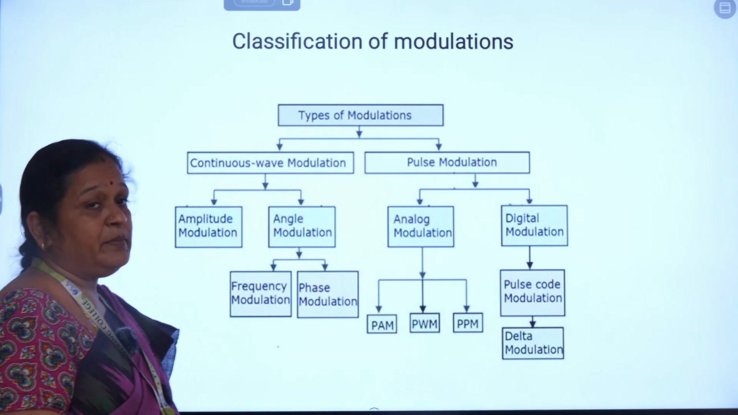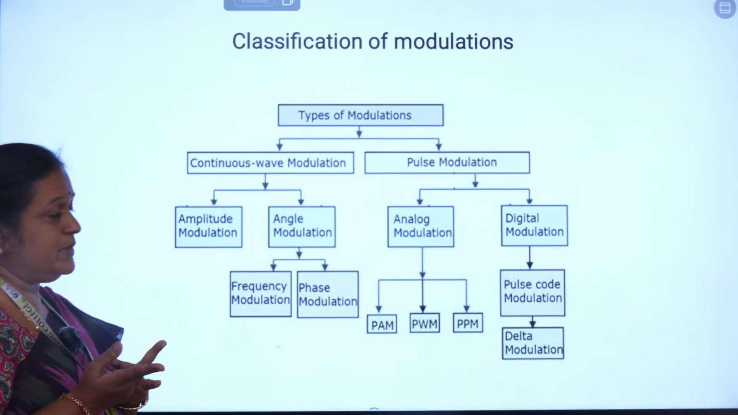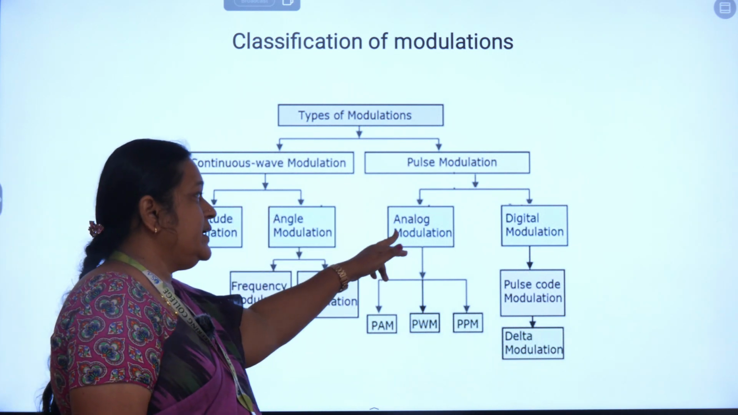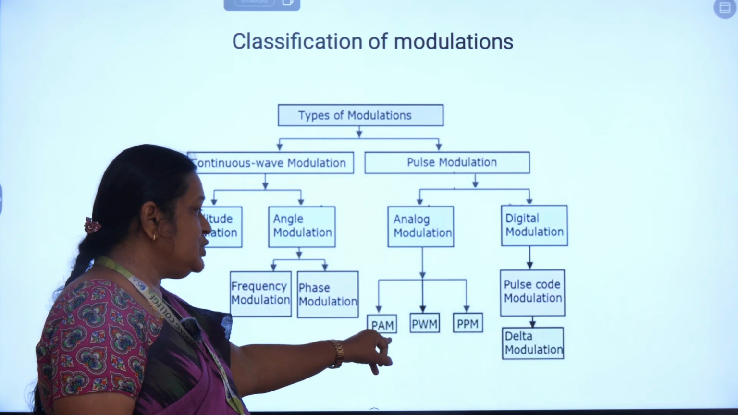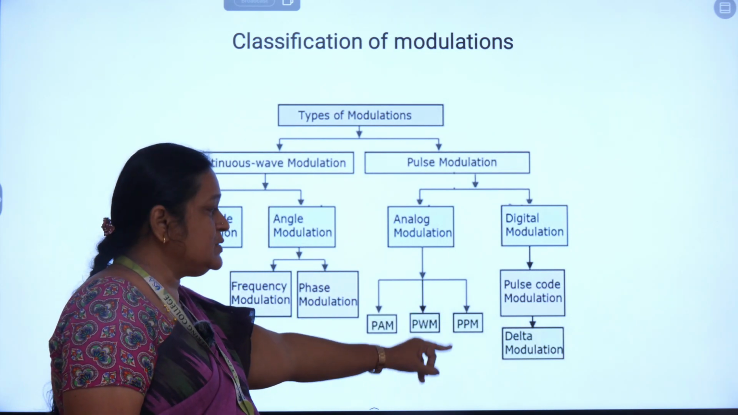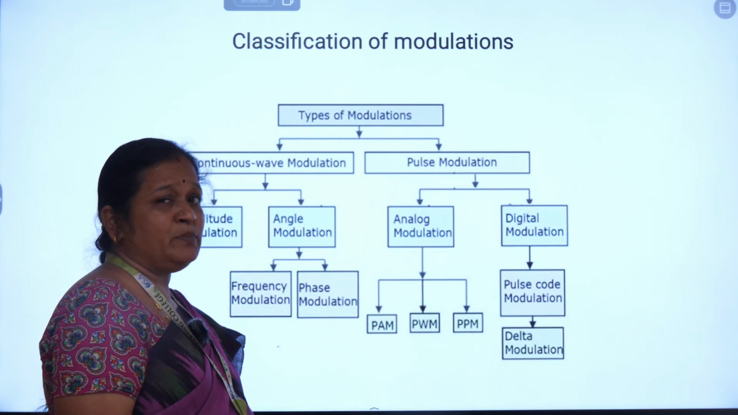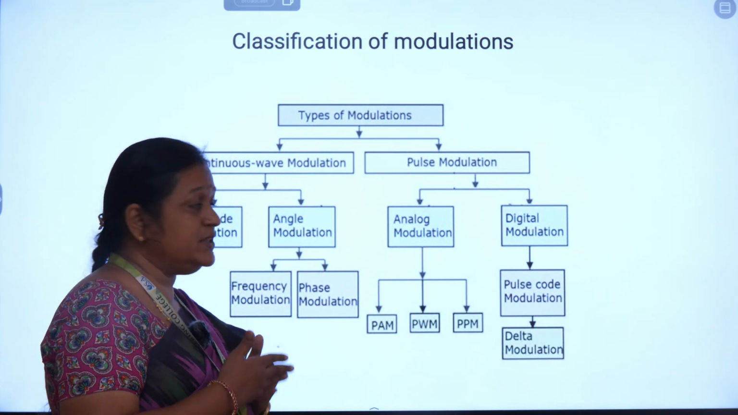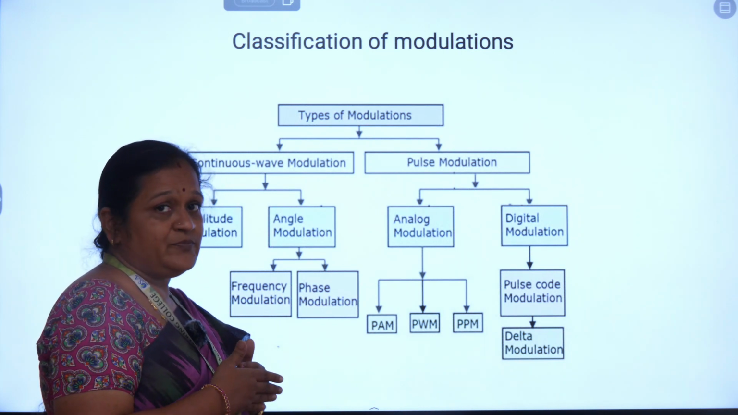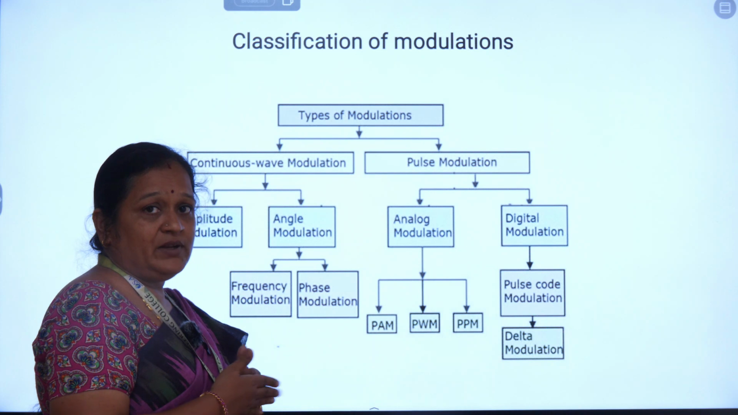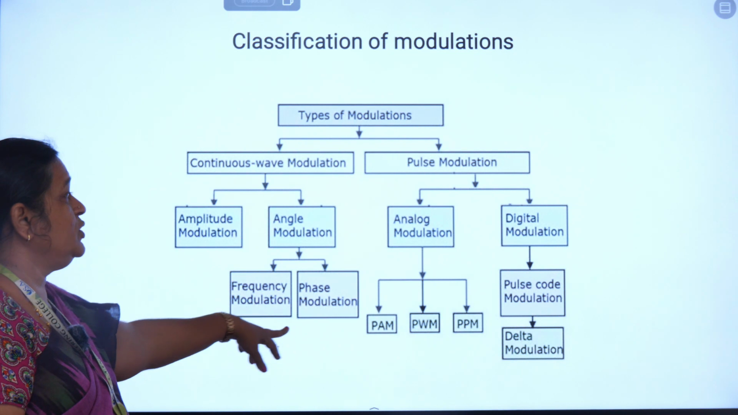Next one is pulse modulation. Pulse modulation is basically two types, analog and digital. Analog modulation is divided into pulse amplitude modulation, pulse width modulation, and pulse position modulation. Digital modulation is pulse code modulation. Pulse code modulation is a basic version of digital modulation. The advancement of pulse code modulation is delta modulation. The advancement of delta modulation is adaptive delta modulation, and so on. So this is the classification of modulation.